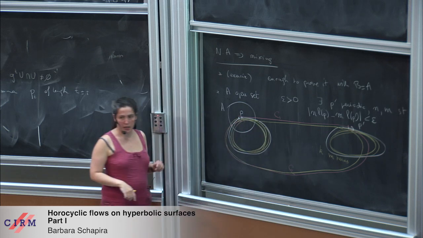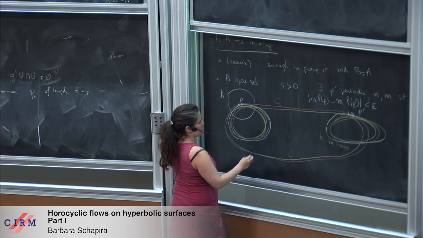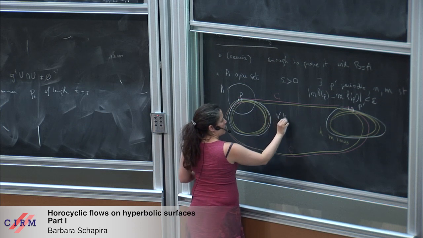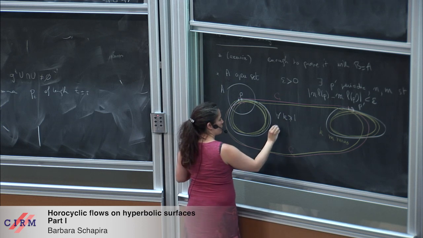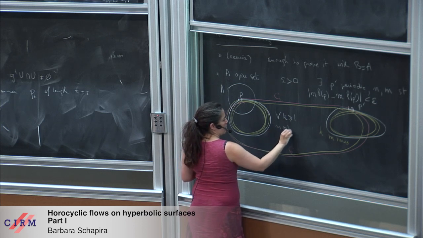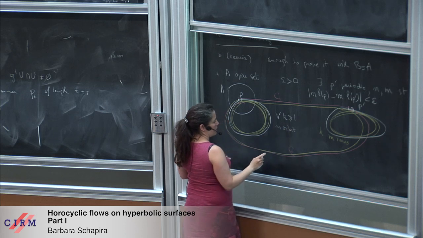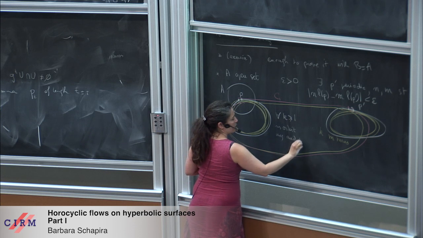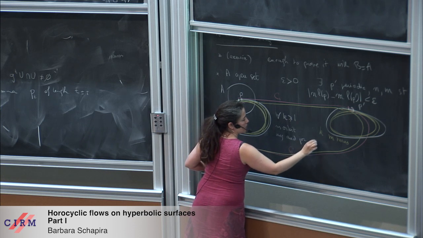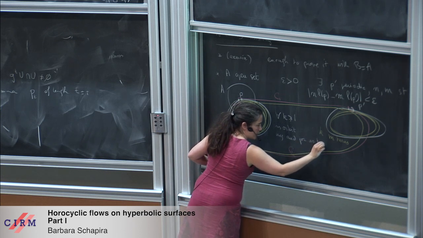Okay? So what I did is that for all k integer, let's say greater than 1, but it has no importance, I construct an orbit which is negatively and positively asymptotic to the orbit of p.